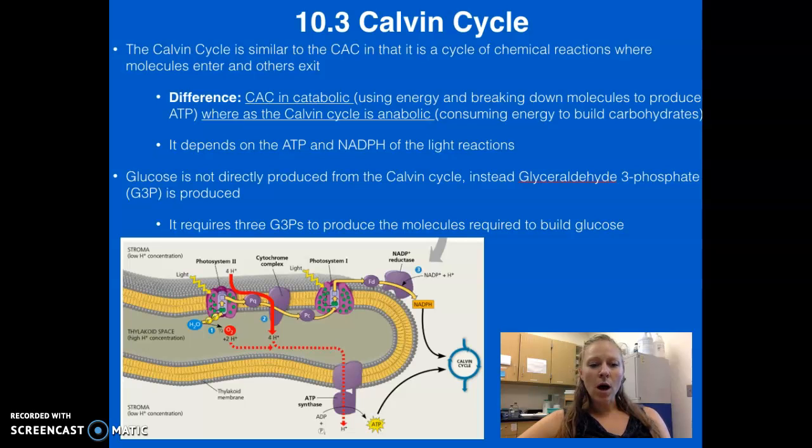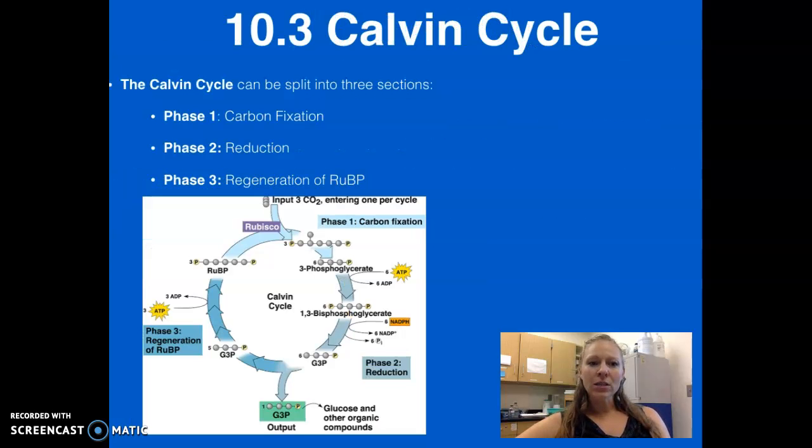And so glucose is not directly produced from the Calvin cycle. It is G3P. That is the goal of the Calvin cycle. It takes 3 G3P to make 1 glucose. And there are 3 steps in the Calvin cycle. We're going to call them phases. Phase 1, carbon fixation, and that is going to be right over here. Phase 2 over here is the reduction, and phase 3 is regeneration of RuBP right here.